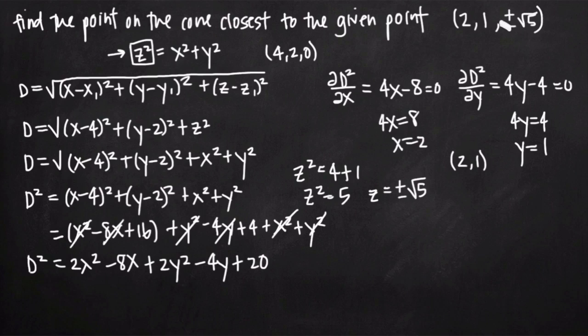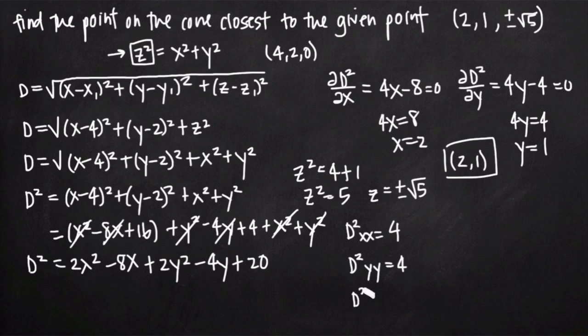If we want to use the second derivative test to verify that this critical point represents the shortest distance between the given coordinate point and the surface of our cone, all we need to do is find second order partial derivatives. So we have our first order partial derivative with respect to x here, we got 4x minus 8. If we find our second order partial derivative with respect to x, we just take the derivative of 4x minus 8 with respect to x, that gives us 4. The second order partial derivative with respect to y, we're going to take the partial derivative of 4y minus 4 with respect to y, that's going to give us 4.